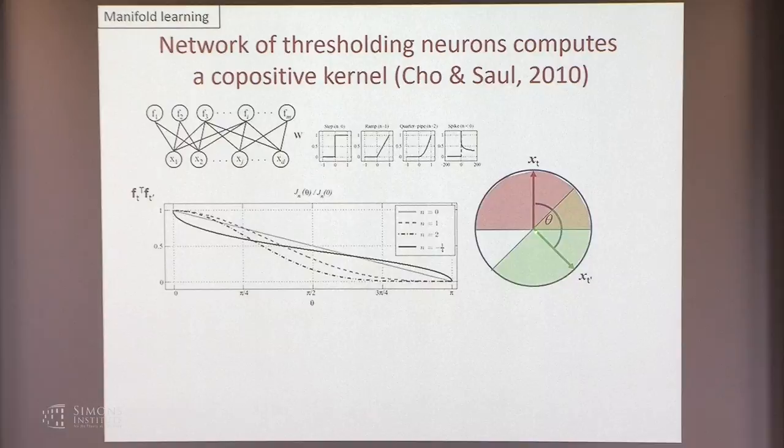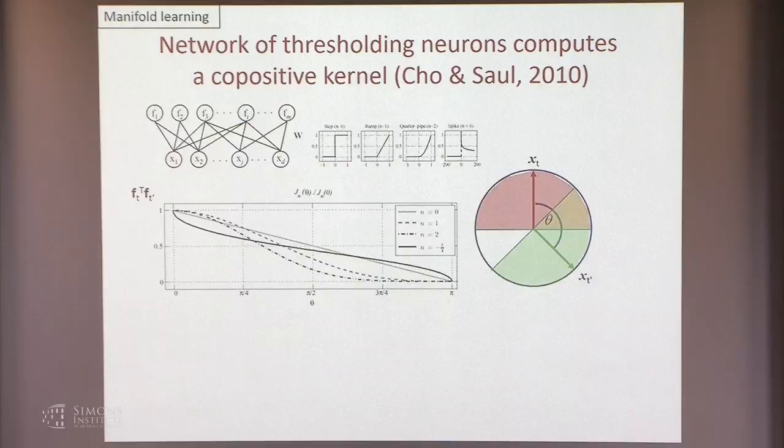Because of rectification, to respond to stimulus XT, this W has to sit in this half circle. And to have a non-zero activation in response to stimulus T prime, this W has to sit in the green half circle. So the number of W's that respond is given by the area of the intersection, and that area, of course, decays with the angle. That's the basic idea of how rectification leads to locality in the kernel sense.